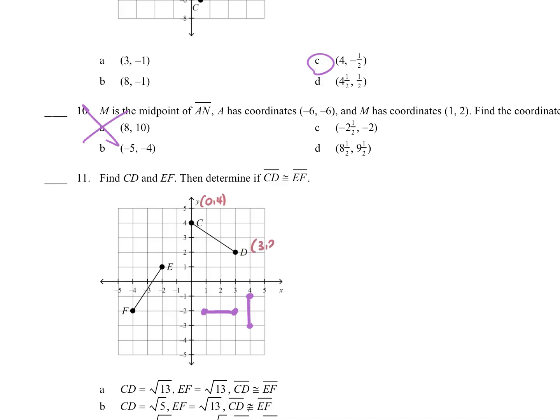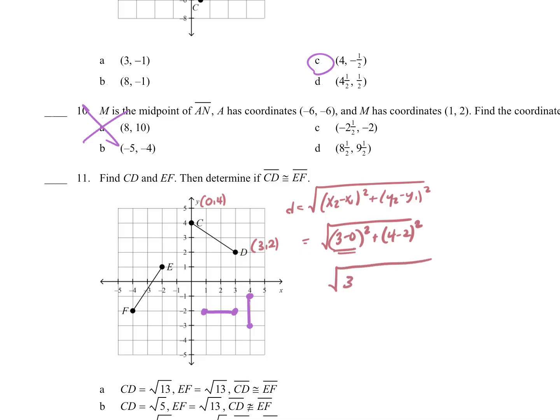So remember, distance is going to be x2 minus x1 squared, and then y2 minus y1 squared. So I've got, subtract my x's. The order doesn't matter because we're squaring it to keep it positive. I always like to do bigger minus smaller. So if I do 3 minus 0 squared, and then I could do 4 minus 2 squared. I want to simplify. We get 3 squared, 2 squared. So 9 plus 4 is 13.